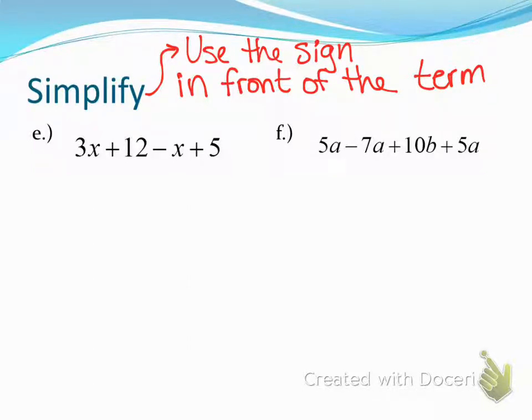On E, Lexi, what are two terms that I could combine? Okay, the 3x and the x can be combined, but I'm going to use the sign in front of the term. So when I do that, I'm going to treat it as 3x minus x. What does that give us, Lexi? 2x. Wonderful. All right. Deja, what else can get combined in that problem?